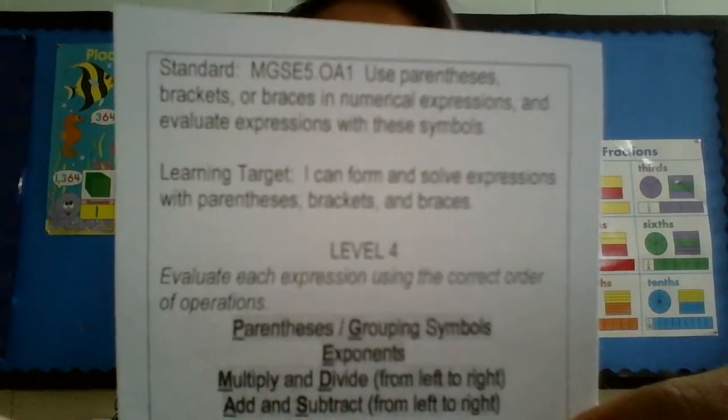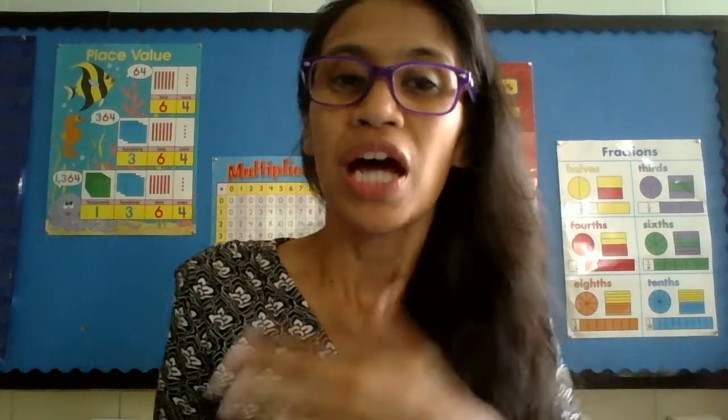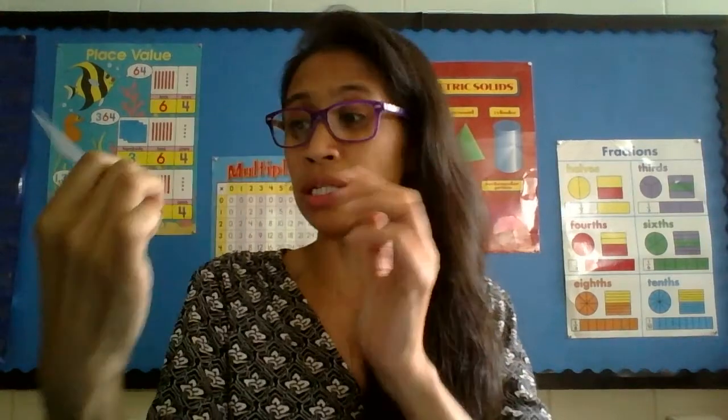All right, and the last level for this practice assignment is level 4. Here we have our standard, our learning target. And for this one, oh, you're going to do everything. You're going to do parentheses, grouping symbols, exponents, multiplying and dividing from left to right, adding and subtracting from left to right. Now, if you notice, level 4, of course, it's the highest level. So these are going to be a little bit more challenging, but guess what's the secret? They're also easy. Once you know how to do them, they're super, super easy.